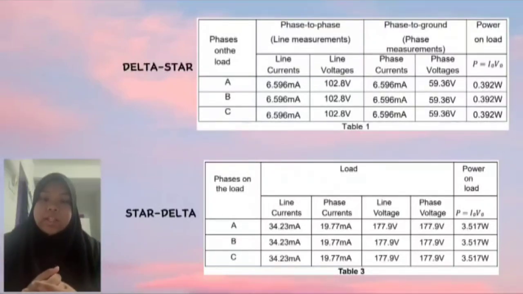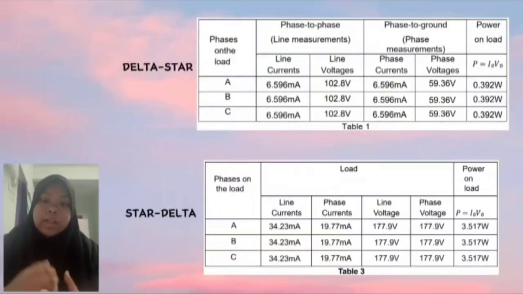We can also see the difference in line current, where delta star connection is lower than star delta connection. For delta star the current is 6.569 milliampere, and for star delta connection is 34.23 milliampere. So we can see the difference is star delta is higher than delta star connection.